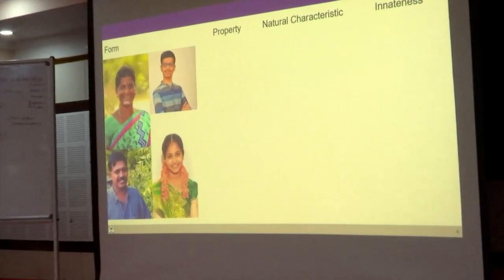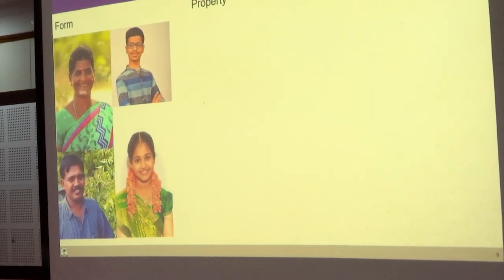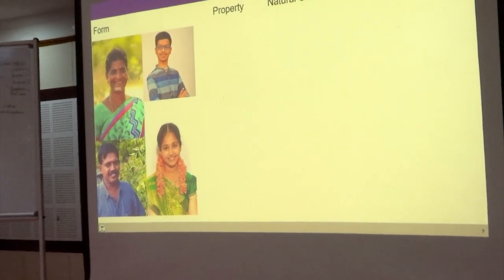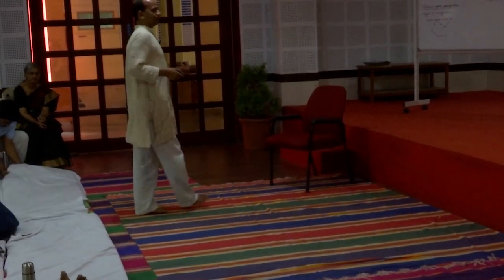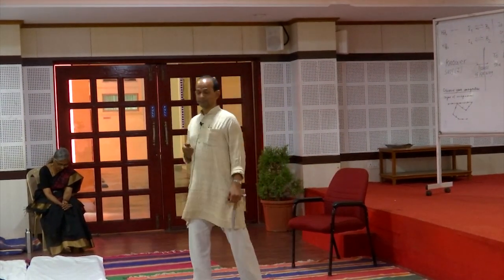Yeah, so adult male, adult female, child male, child female. Forms we can see different. The form keeps on changing also. Form of the body with time, it keeps on changing. How about the property? So the body has its property. If you look at the male body, it has one kind of property, female body, another kind of property, child body, one kind of property, grown-up body, another kind of property, isn't it? Natural characteristic of the body, same as bio order, isn't it?